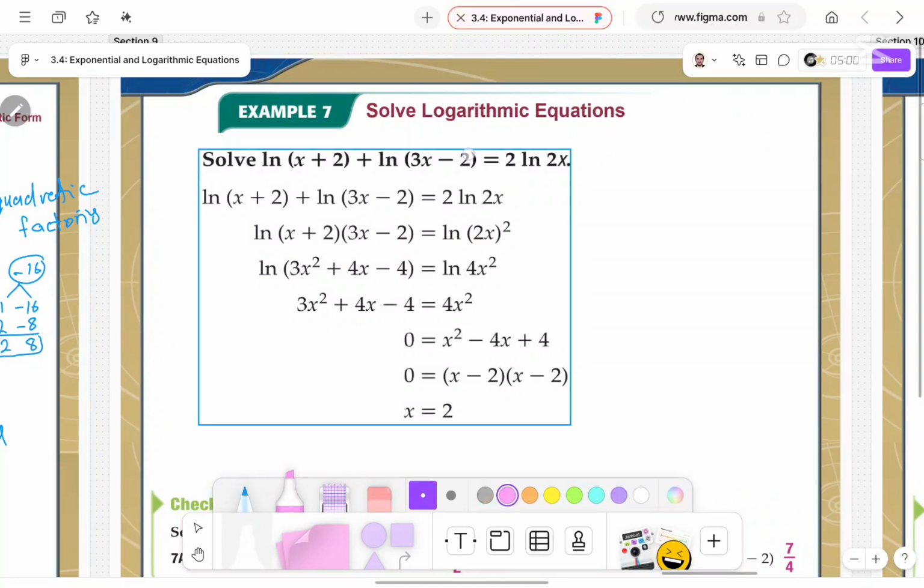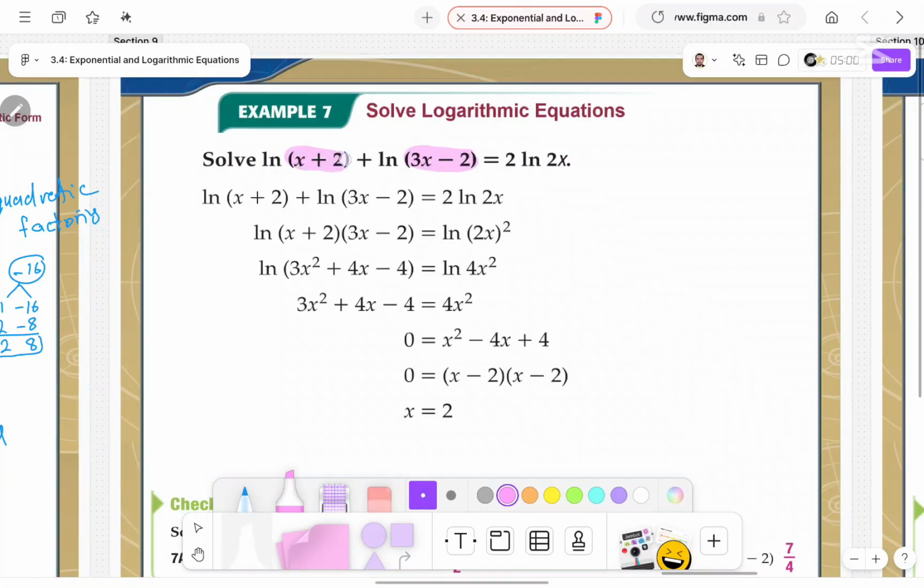As you can see here, we can use the product property because they are sharing the same base with addition. So the product property: this one multiplied with this one. For this one we can use the power property. We take the 2 to the power of 2, so it becomes like this. Now we can distribute the 2 for the x and the 2 for the 4, so it becomes 4x to the power of 2. Now I have the same bases, ln here and ln here cancel each other, so it becomes like this.